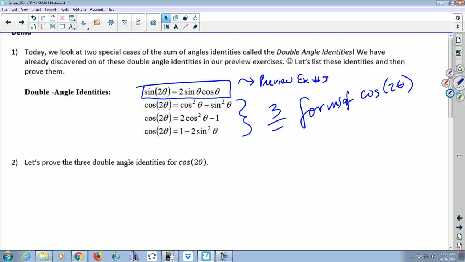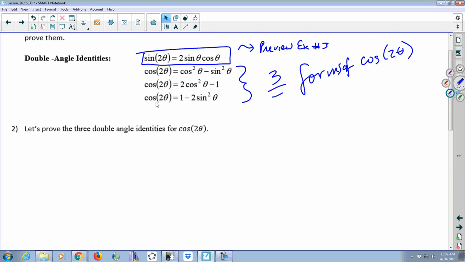The nice thing is as long as you know the sum of two angles for sine and the sum of two angles for cosine, you can derive all of these. You don't have to memorize all of them. You can just like we derived sine of 2 theta in the preview exercise, we can really do this one right now using the same technique. So let's do that.